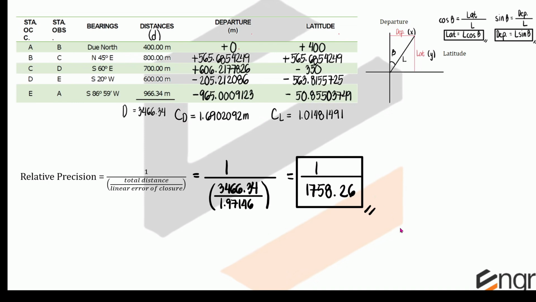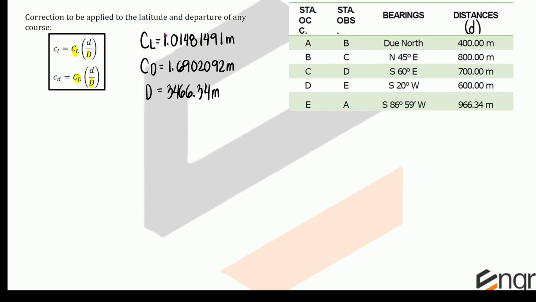Now, onto the corrections. The correction to be applied to the latitude and departure of any course would use the following formulas. We already discussed this in our first video. This just came from ratio and proportion. Now, D here is the distance of the line. So these distances right here. Line AB is 400 meters. We substitute that in for D. So each of these, small letter d.